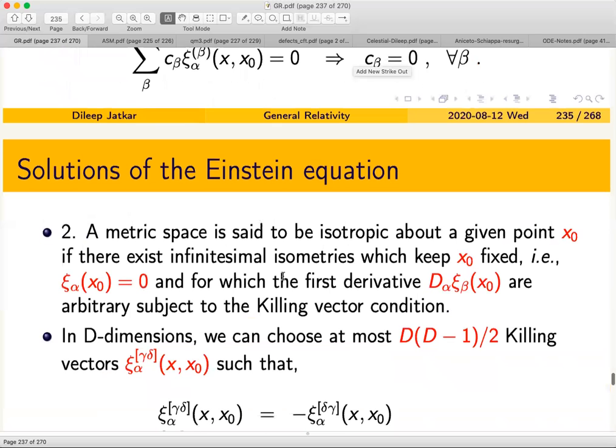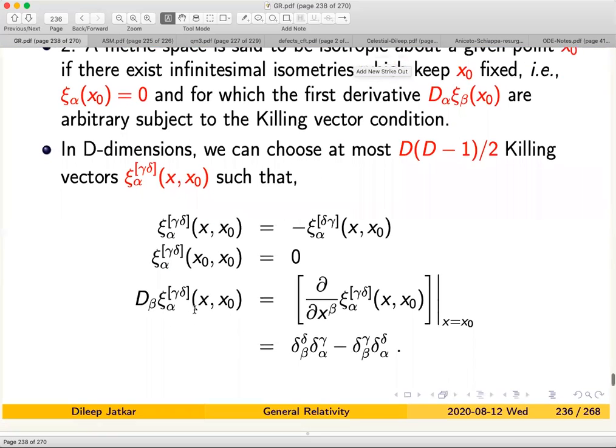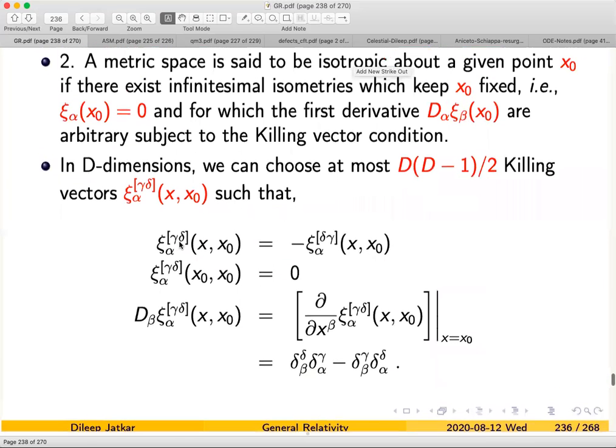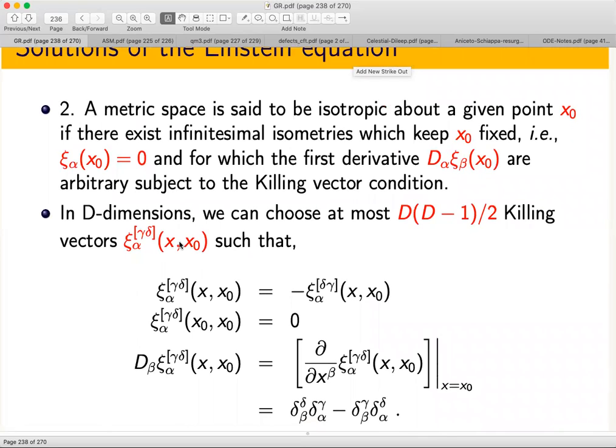Okay, then we looked at the rotational symmetry, which is a killing vector which should leave the point about which you do the rotation invariant. That is why xi alpha x0 was 0, whereas its derivative was not. Okay, so that was the other example that we studied. And the largest number of killing vectors that the space could have with rotational invariance is d into d minus 1 by 2, whereas the translational generators would be d.